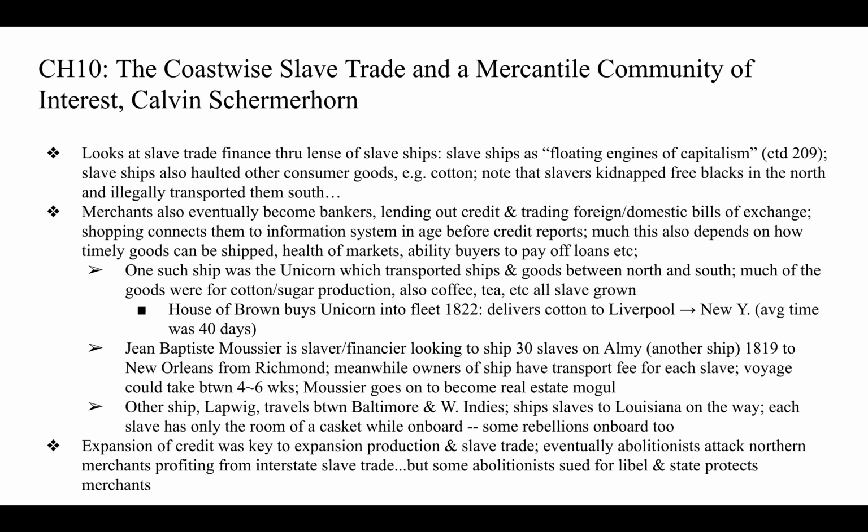Merchants also eventually became bankers, lending out credit and trading foreign and domestic bills of exchange. Shipping connects them to an information system in an age before credit reports. Much of this depends on how timely goods can be shipped, the health of markets, the ability of buyers to pay off loans, etc. So ships play this important function: they not only ship goods and slaves and slave-produced goods, but they also carry information.